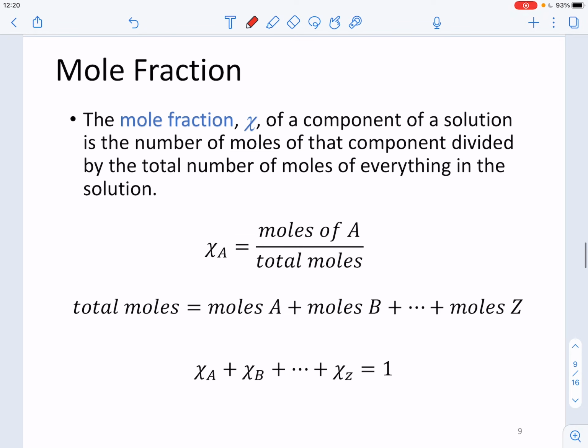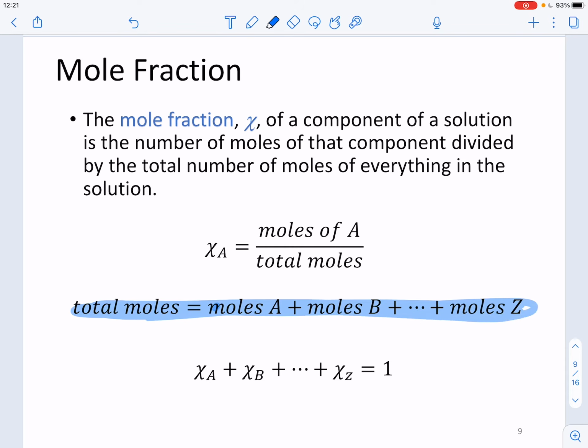Another concentration that we are going to use, and you are probably already familiar with it because you used it with gases in the previous class, is mole fraction. Mole fraction is the number of moles of a solute divided by the total number of moles. It doesn't matter how many components you have in that solution. The total number of moles will be equal to the sum of the number of moles for each component in that solution, which is what we have here in this expression.